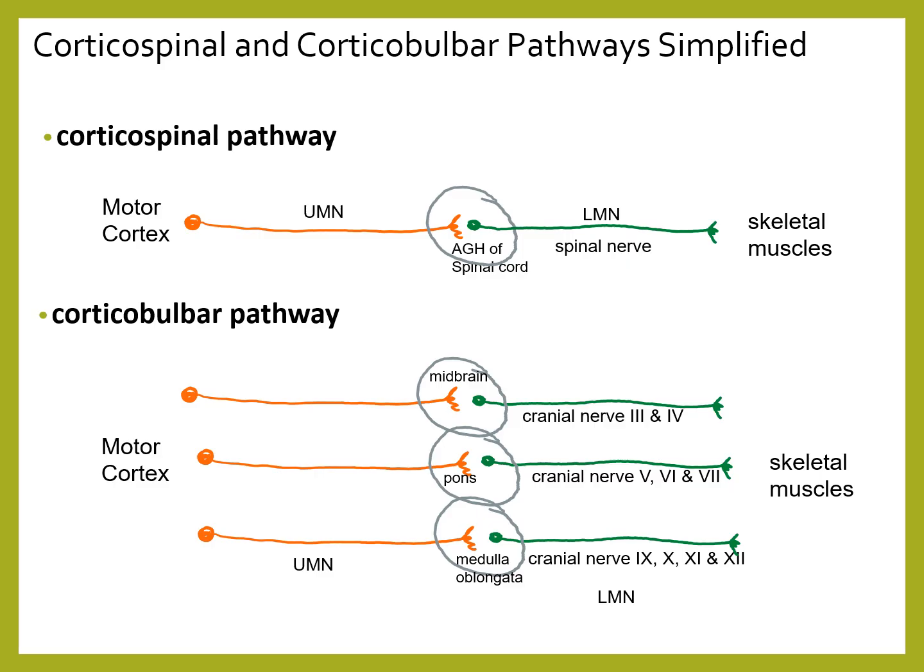In the corticospinal pathways, they synapse somewhere in the spinal cord at some level in the anterior gray horn. The corticobulbar pathways are actually three pathways. They can either synapse in the midbrain, pons, or medulla oblongata. If they synapse in the midbrain, the lower motor neurons form cranial nerves 3 and 4. If they synapse in the pons, the lower motor neurons form cranial nerves 5, 6, and 7. If they synapse in the medulla oblongata, they form the cranial nerves 9, 10, 11, and 12.